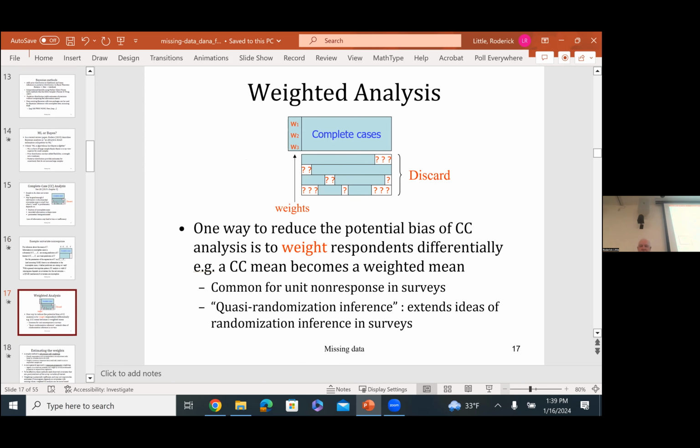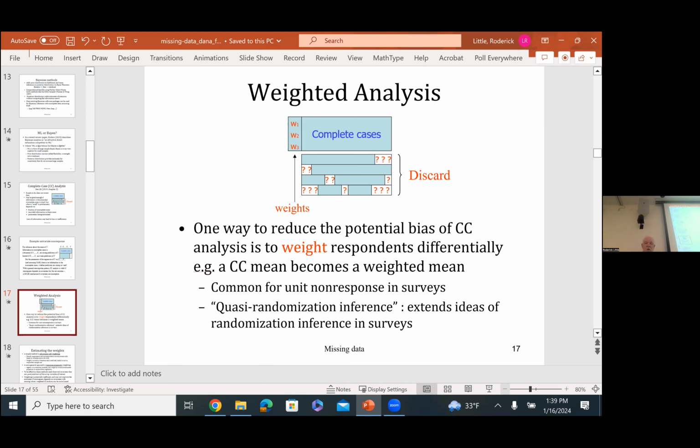Now in surveys, and we do actually use weighted methods in clinical trials as well, we use methods like weighted GEE, for example. Then you take those complete cases, but then you weight them. And the main reason for weighting is to reduce the potential bias from complete case analysis.